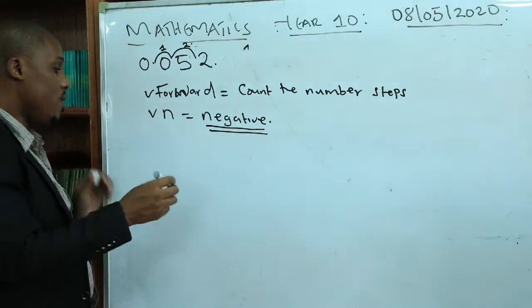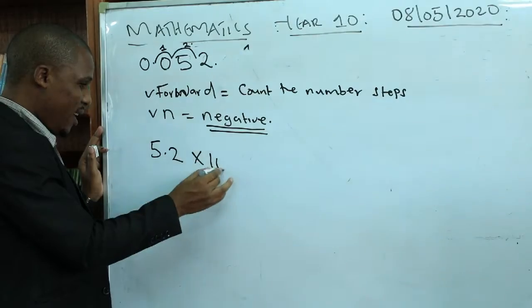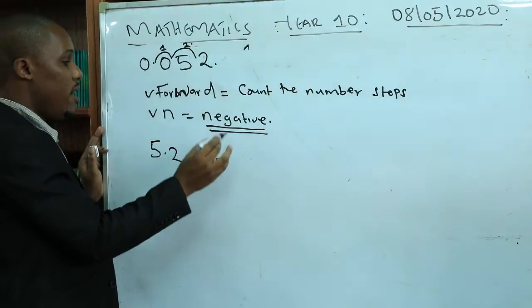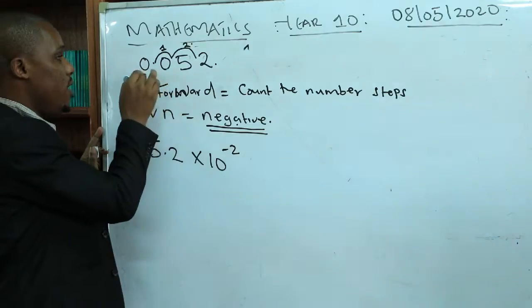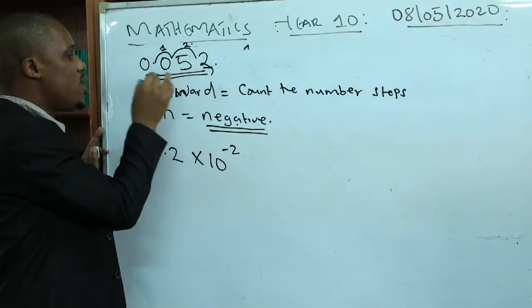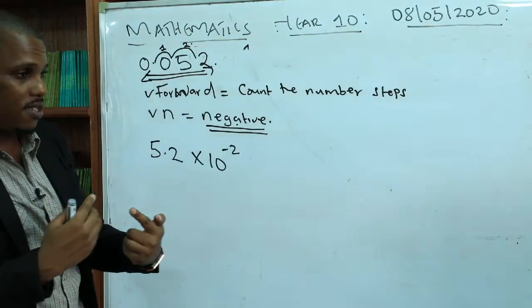So in our case, this one is going to be 5.2 times 10. How many steps have you moved forward? 2. But now, negative. So that is going to be the answer for this number. It is what we were doing yesterday, the other lesson, but now it is the reverse.